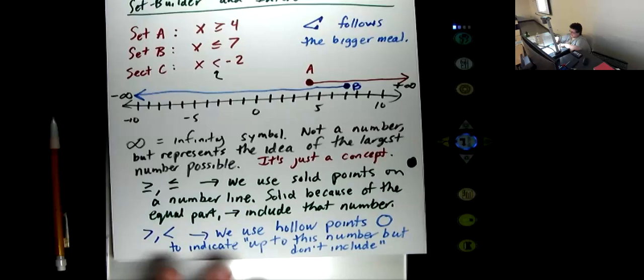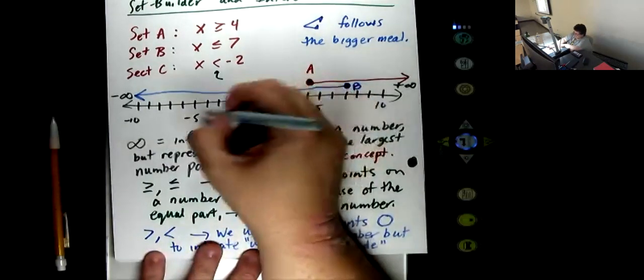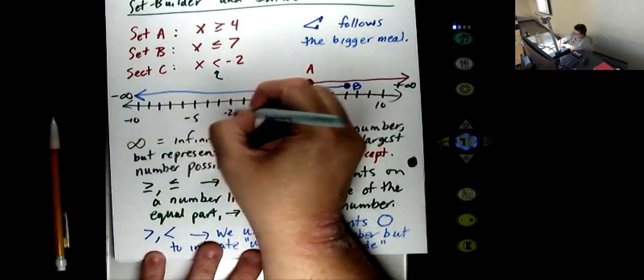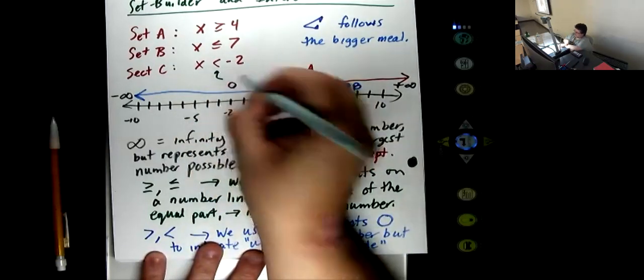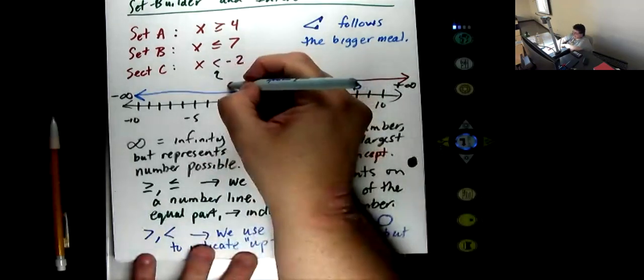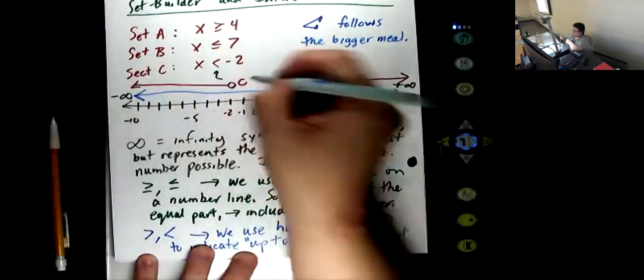In set C, X is less than -2. Numbers go more negative as we go lower. So that's -1, -2. I'm going to put a circle at -2. I'm not going to fill this one in because there's no equal sign. But I'm looking for everything that's less than it. So that would be C right there.